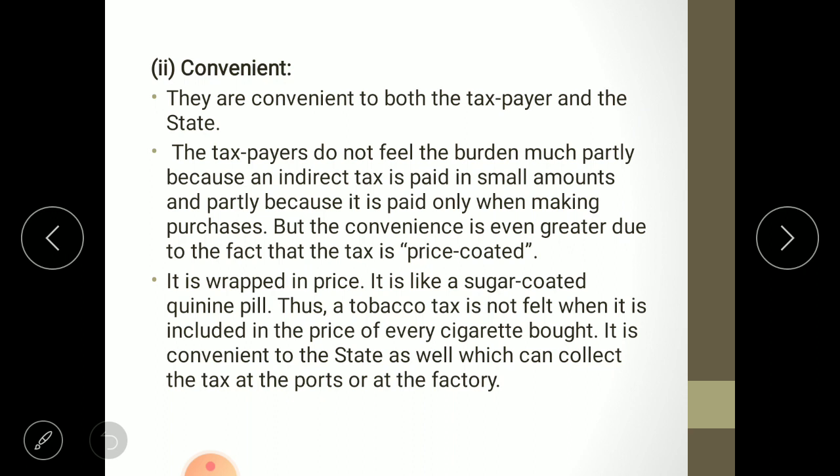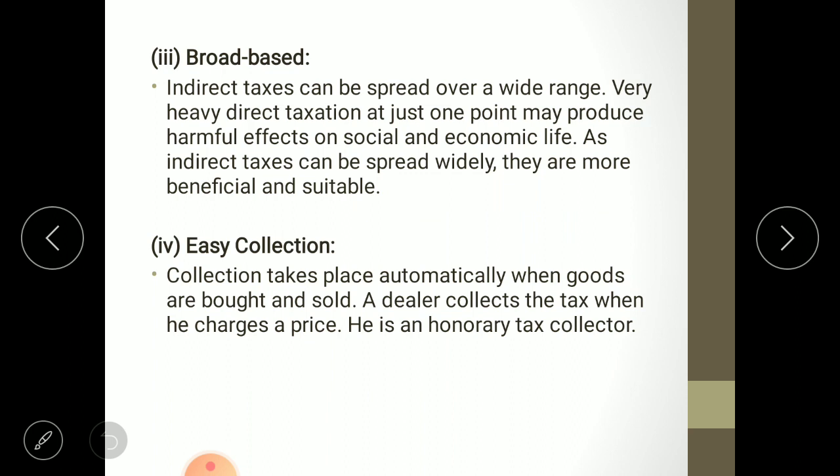And from the viewpoint of the state, they are collecting the tax from the manufacturing point only, so they need not visit or contact each and everyone for the collection of tax. Then the third advantage is broad based. Indirect taxes can be spread over a wide range. Very heavy direct taxation at just one point may produce harmful effects on social and economic life. As indirect taxes can be spread widely, they are more beneficial and suitable.